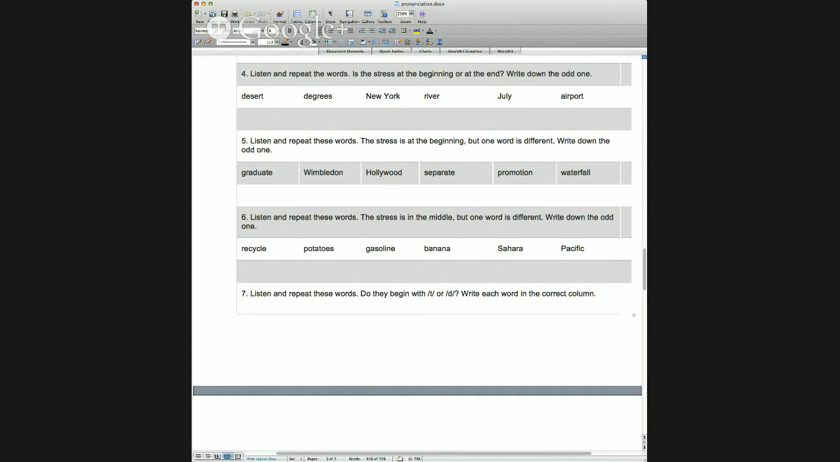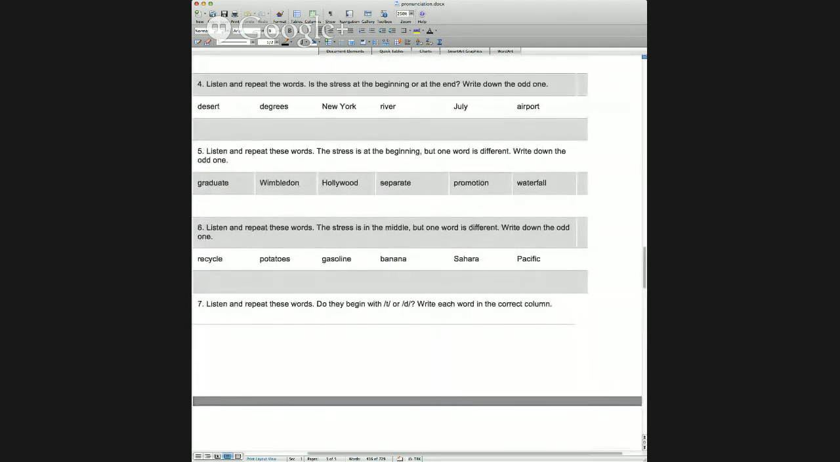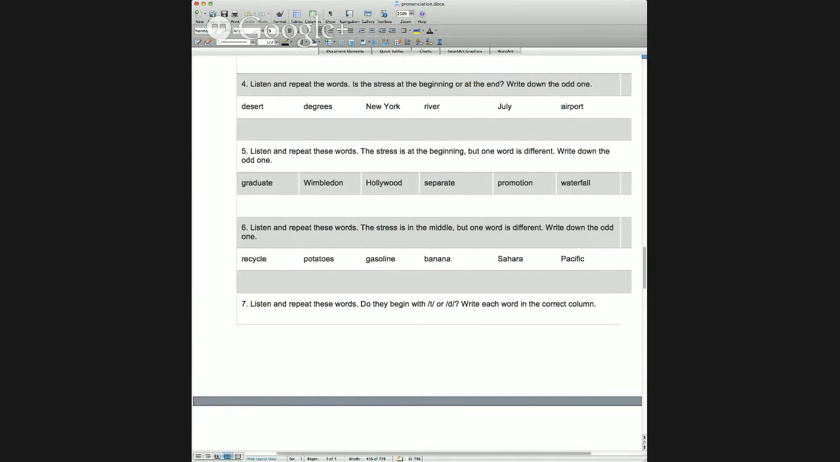Okay, so desert, where's the stress? Beginning, yeah. The beginning, desert. Oops, sorry. Okay, degrees, also on the beginning. Or is it at the end? Degrees. And notice again, I'm pronouncing this E as an "ih" sound. Degrees, right? Because the E is on the atonal syllable. It's not stressed.